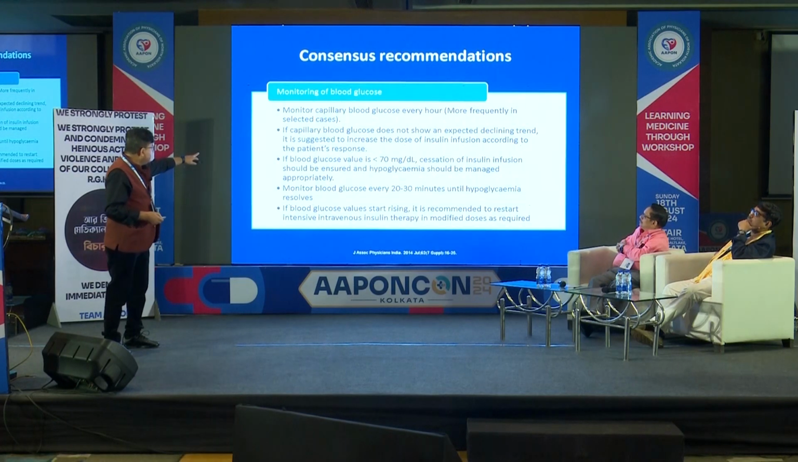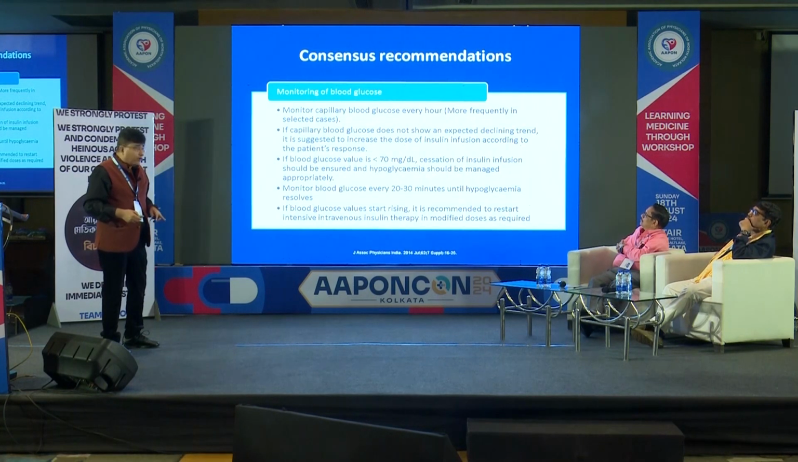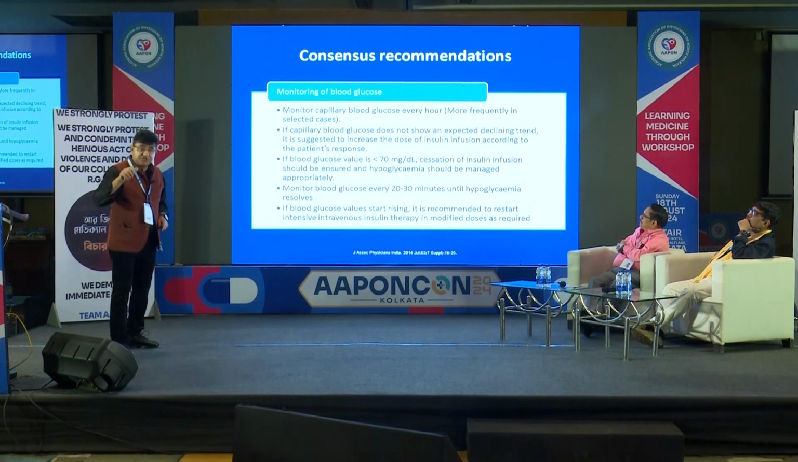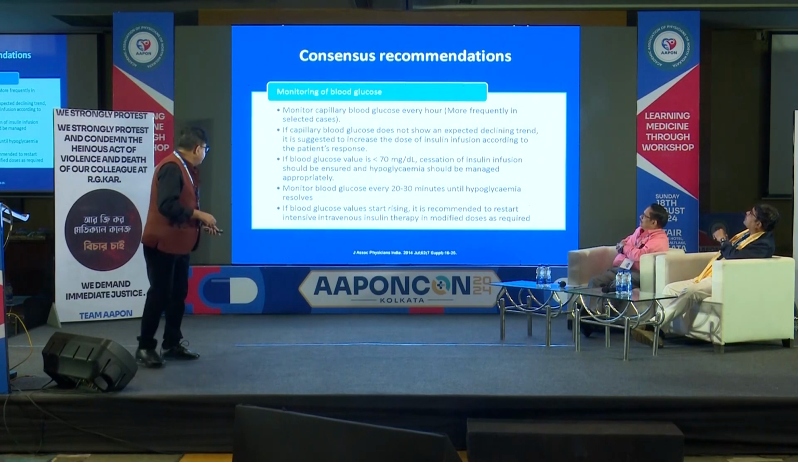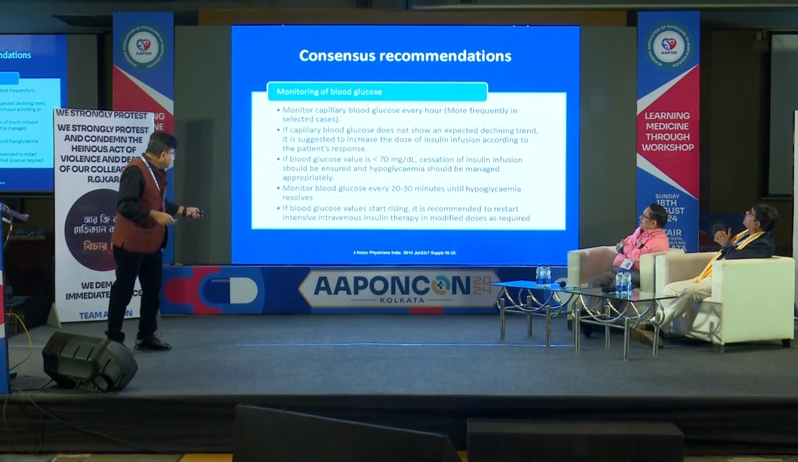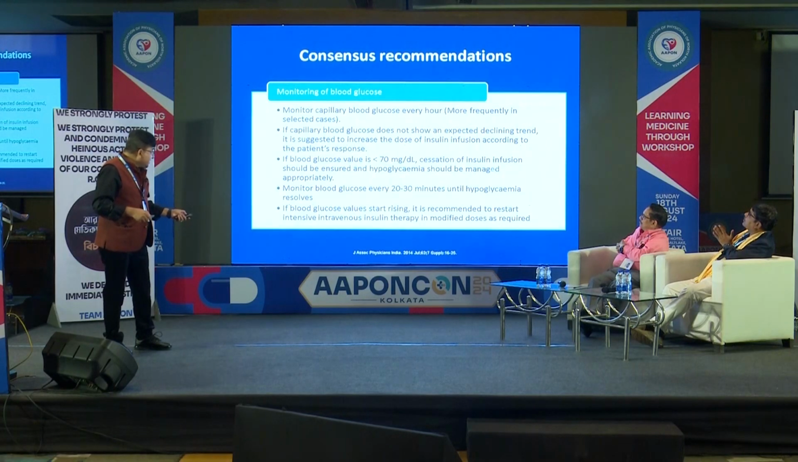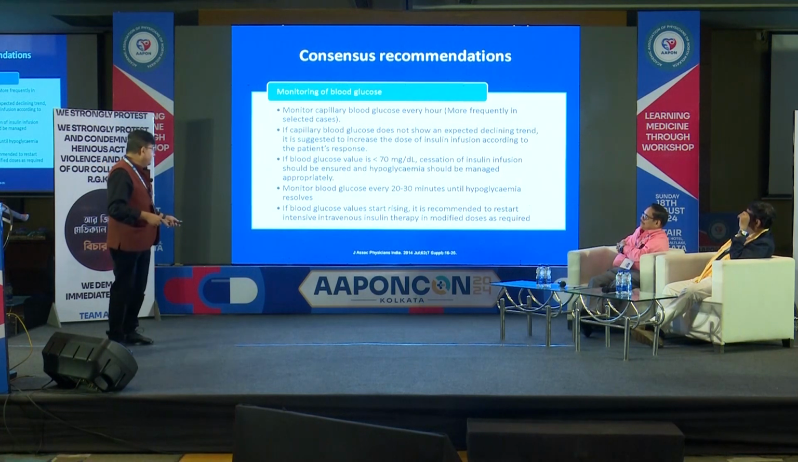You have to monitor every hour or more frequently, as I said. In suspect or doubtful cases, the blood glucose may fall very sharply. If the patient is very susceptible to hypoglycemia, you may monitor a bit faster also. If the first blood glucose value is less than 70, you should stop insulin infusion, and you should look for hypoglycemia in the subsequent hour or so. And in this situation, you might actually be monitoring every 20-30 minutes.